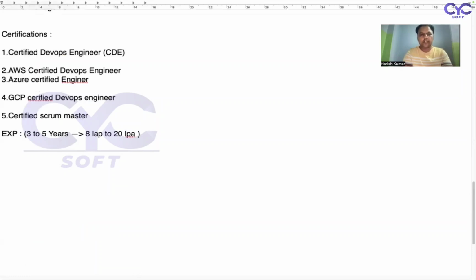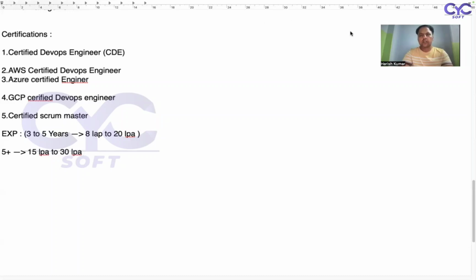Okay. If you are 5 plus years, you can expect 15 LPA to 30 LPA. Okay, so this is what we are trying to go through according to experience.